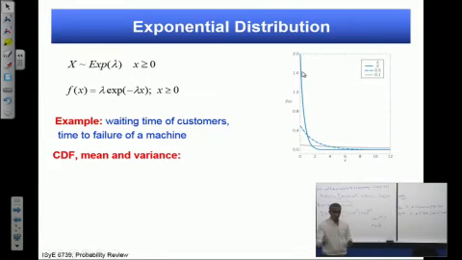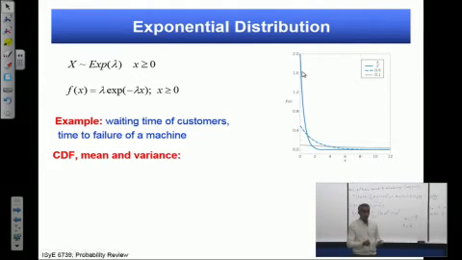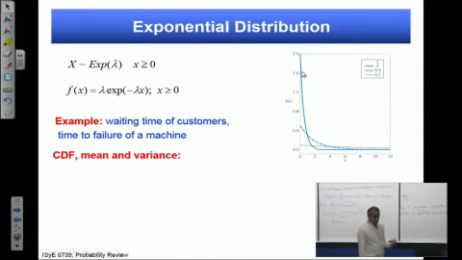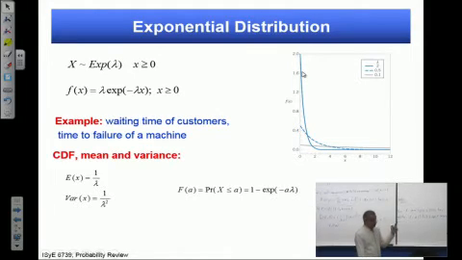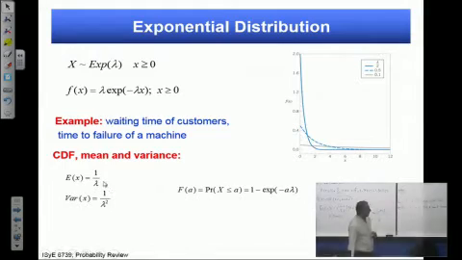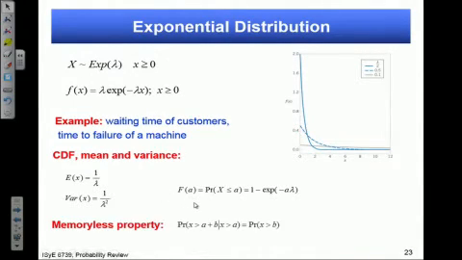You run a machine, or you fly an airplane, okay? You want to see when it's going to fail, okay? So time to failure. One of the distributions used for modeling time to failure is exponential. That's the mean and variance of the exponential distribution, and this is the CDF function, and it has a memoryless property.